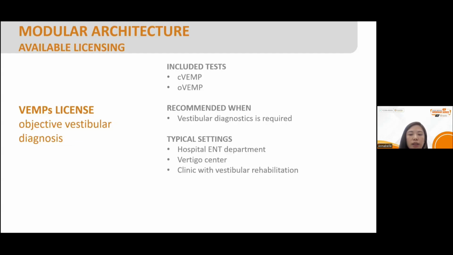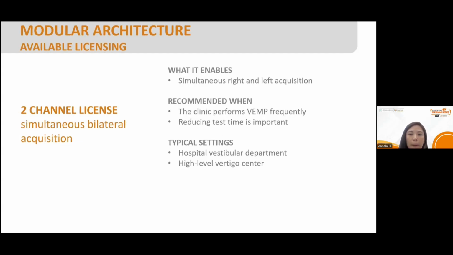So for these cases, for all of the cases, if we want to reduce the test time, like in a basic clinic, then we'll also suggest a two-channel license so that we can check the right ear and the left ear. We do the data acquisition together on both sides at the same time. So we can have the two-channel license.